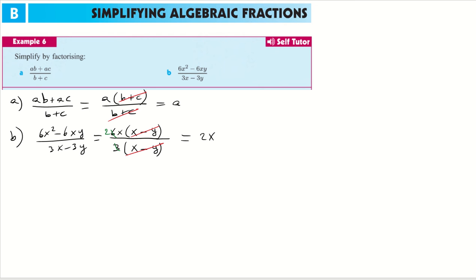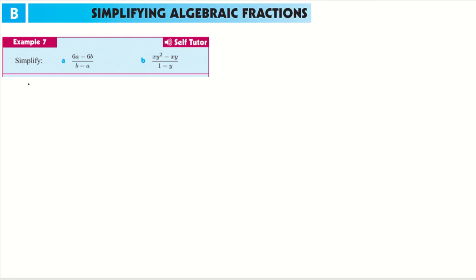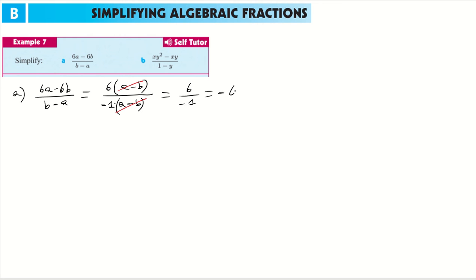Then we go to example 7. (6a minus 6b) over (b minus a). In the numerator, I can take the 6 out. A minus b is left. In the denominator, I have b minus a, but I would like to write it in the same form as in the numerator, so like a minus b. I can do that if I take a minus sign out. So if I take minus 1 out, for example, a minus b cancels out, so it is equal to 6 over negative 1, or just equal to negative 6.